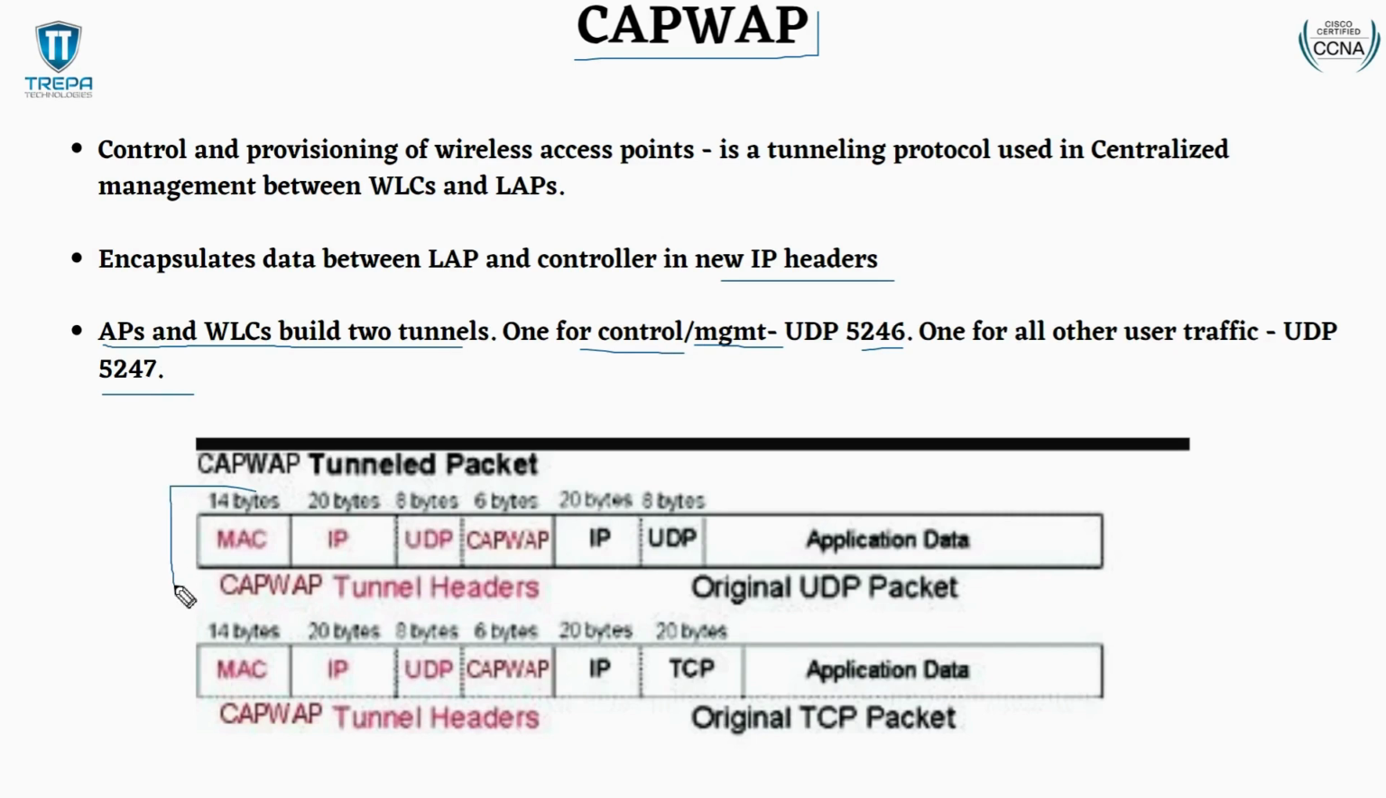So you can see here CAPWAP is a tunneling protocol because we're encapsulating the original IP packet. So earlier I said layer 2, I meant layer 3. It actually encapsulates the IP packet. So when we do that DTLS, that's like layer 3 TLS. So my apologies.